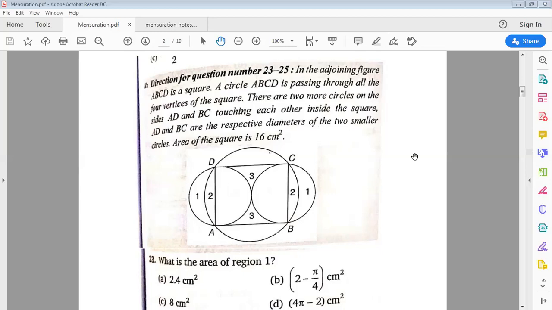I think you guys should draw the diagram in your notebooks for reference. It will be easy to understand the solution.